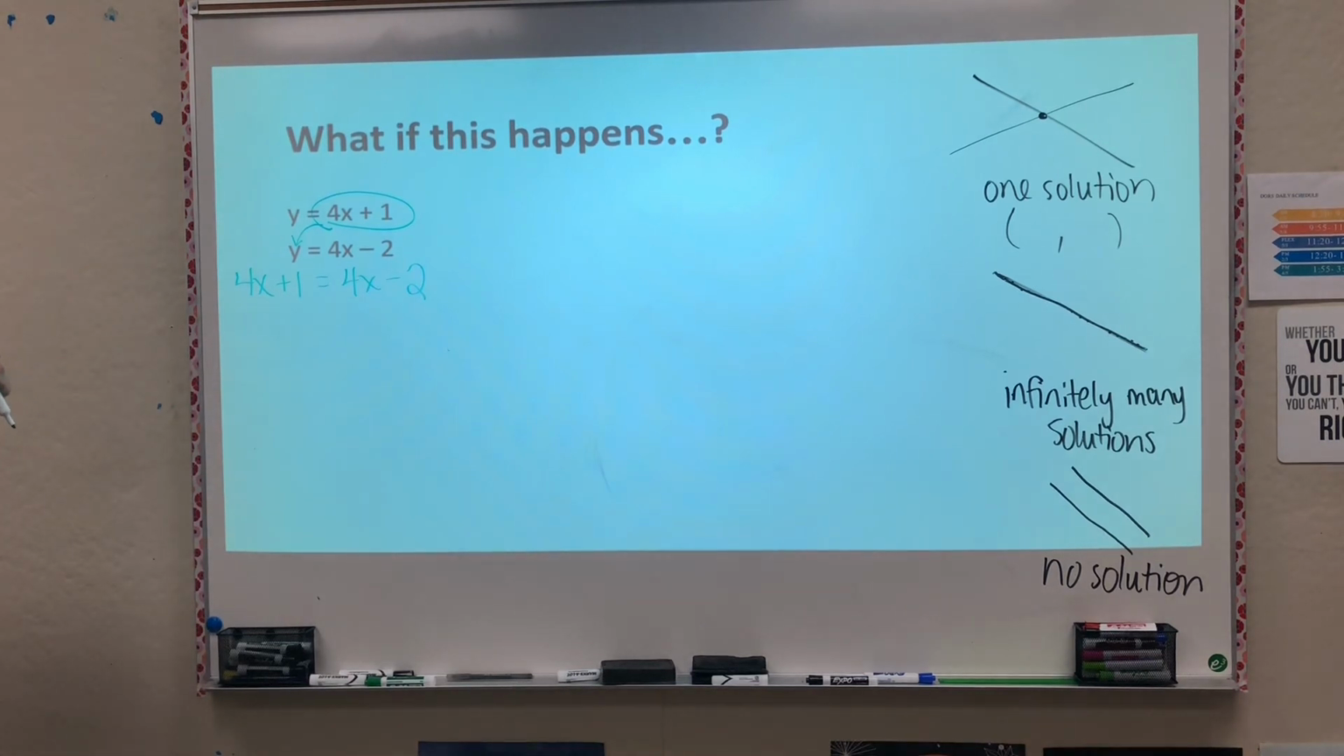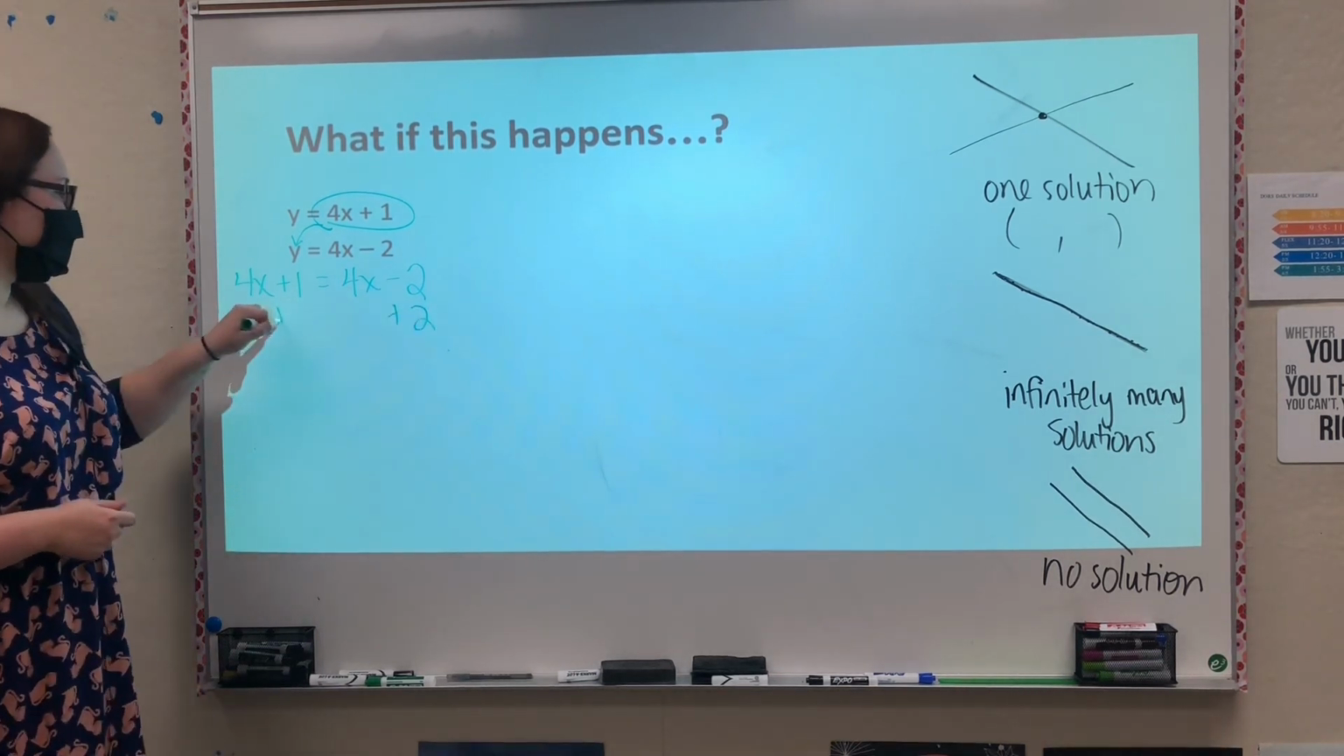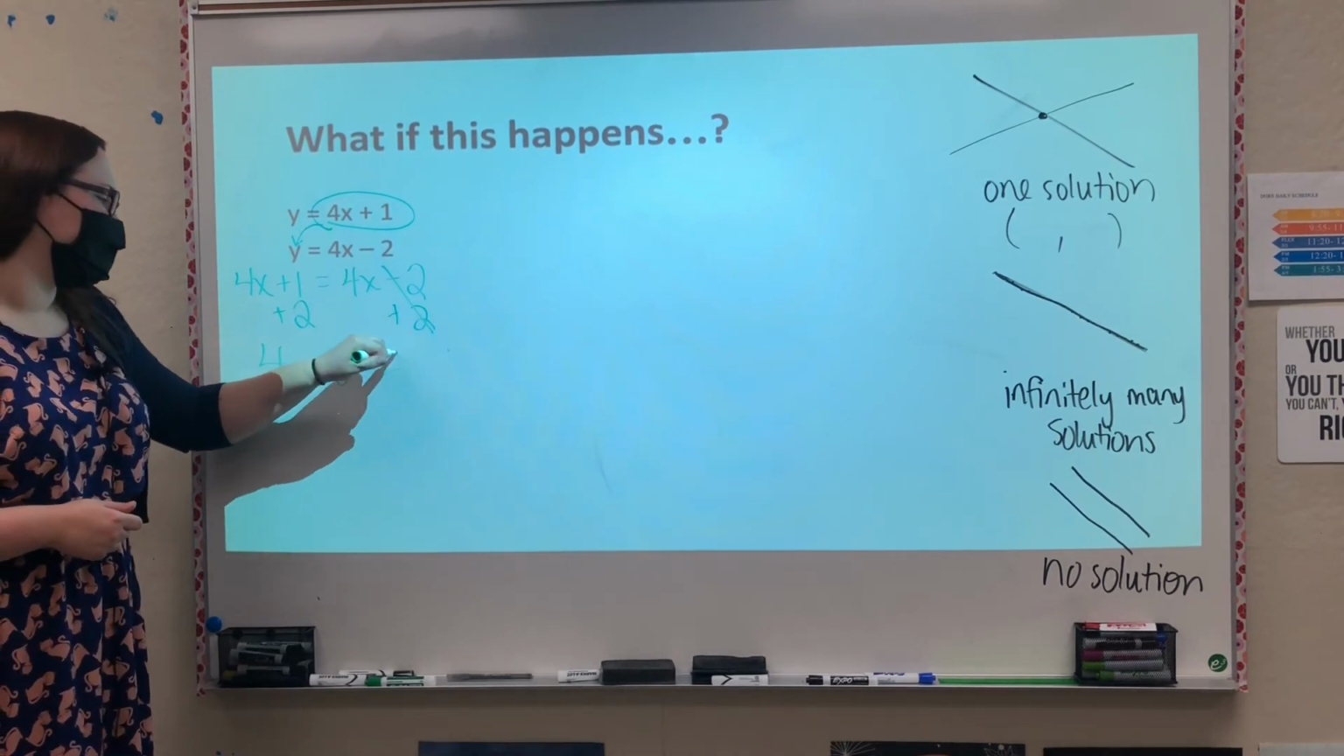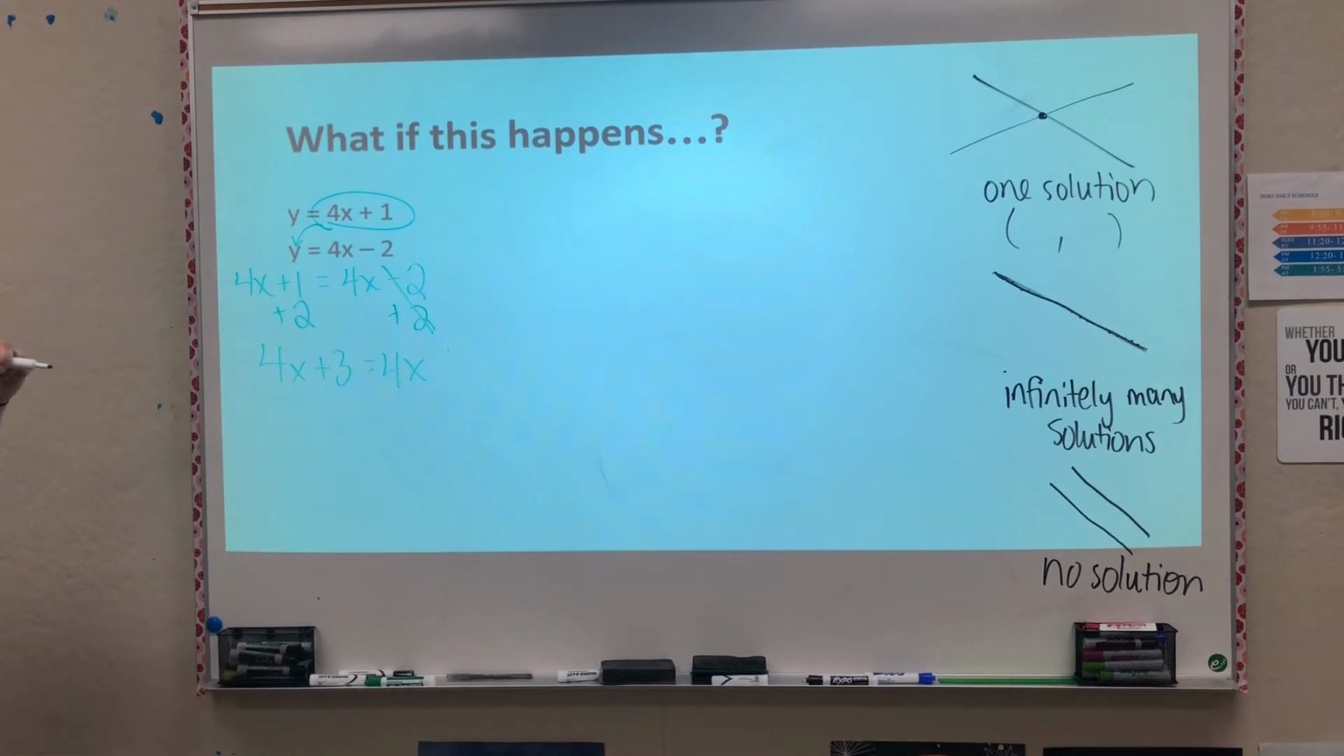Now, when we go to solve that equation, what could I do to help me solve? To get one of the 4x's by themselves, you can do plus 2 on both sides. That leaves me with 4x plus 3 equals 4x. What else? And then from there, divide both sides by 4.